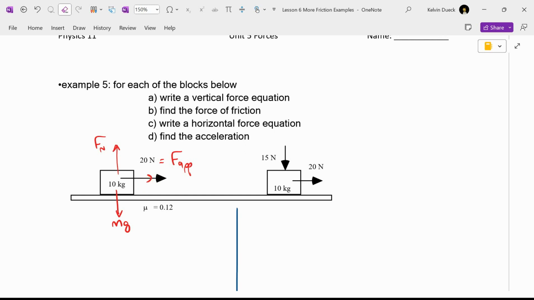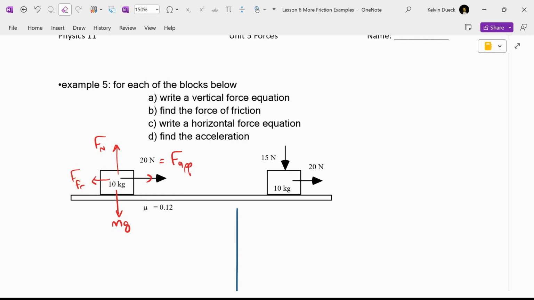Do they want me to include friction? Yes. How do I know? Because in the diagram, they included a coefficient of friction. That's their way of saying you better take that into account. Which way will friction be pointing? And I think it's going to be smaller than F applied.